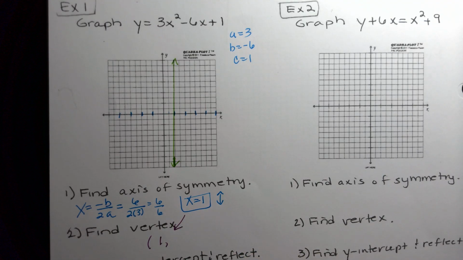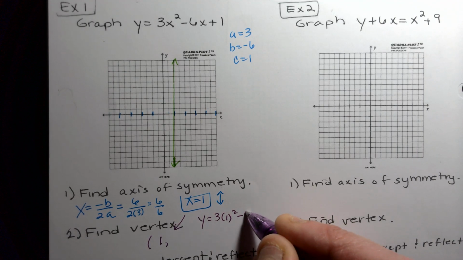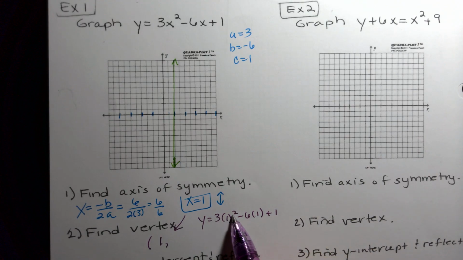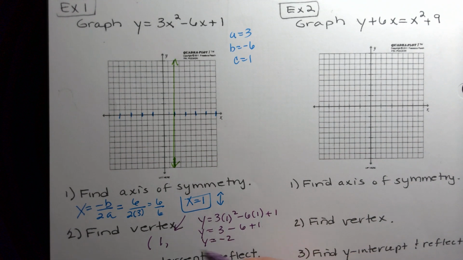We put that in there. Now we have to substitute that 1 into our equation and see what the y is. So y equals 3 times 1 squared minus 6 times 1 plus 1. 1 squared is 1, times 3 is 3. Minus 6 times 1 is 6, plus 1. Y equals -3 plus 1, which is -2. And we have our answer.